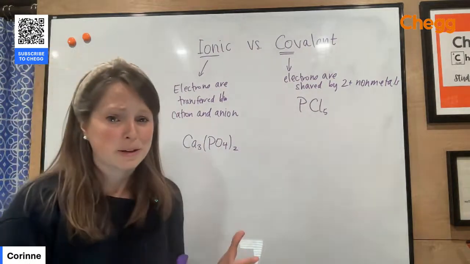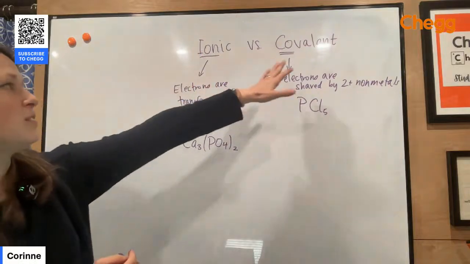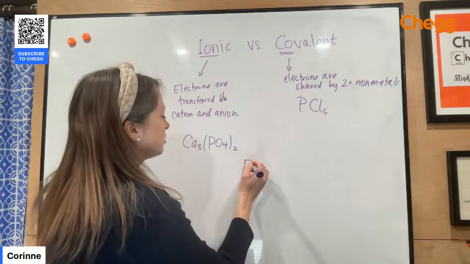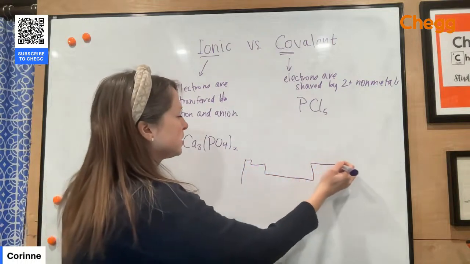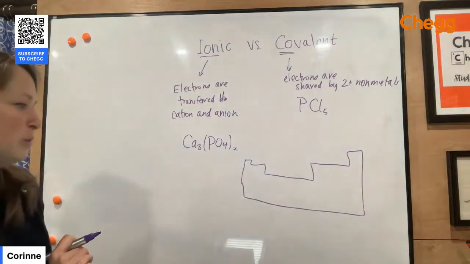If you're going through nomenclature right now, what you need to do right away is be able to identify the difference between ionic versus covalent bonds. The easiest way to do that is to understand where we find our metals versus our nonmetals on our periodic table. Look at this wonky periodic table. All right, it will do.